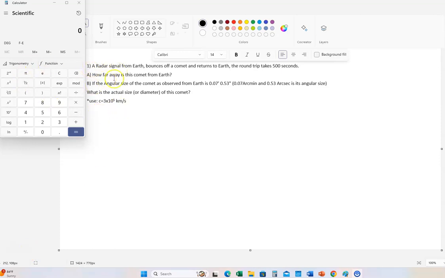A radar signal from Earth bounces off a comet and returns to Earth. The round trip takes 500 seconds. Okay, how far away from Earth? Let's just concentrate on part one first. Part A, how far away is this comet from Earth? All right, so we'll concentrate on that, and we'll do the angular size a little bit later.